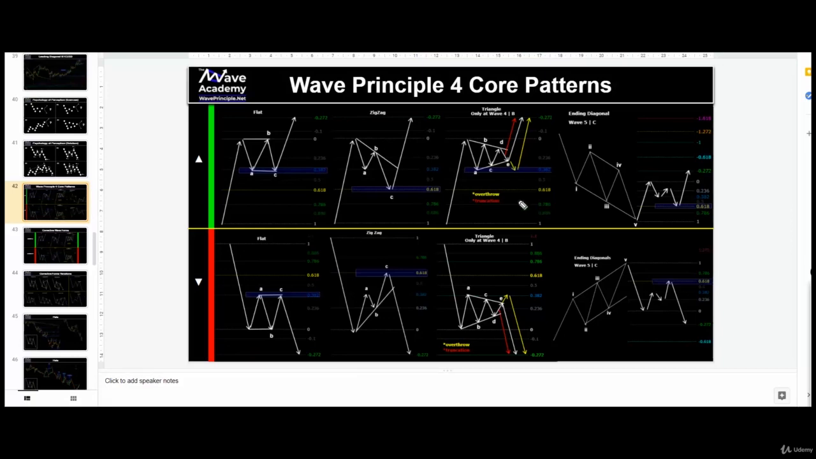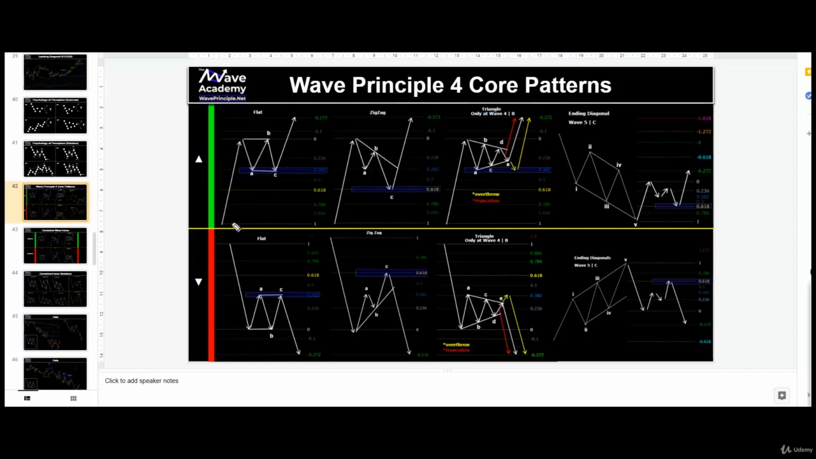In this video, I'm going to talk about the corrective forms. In wave principle, we have four core patterns: the flat, the zigzag, and the triangles. We already talked about diagonals, leading and ending diagonals. Right now, in this video, we are going to talk about the corrective patterns, such as flat, zigzag, and triangles.